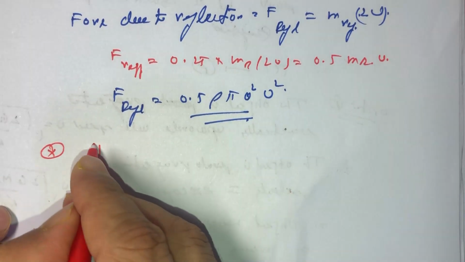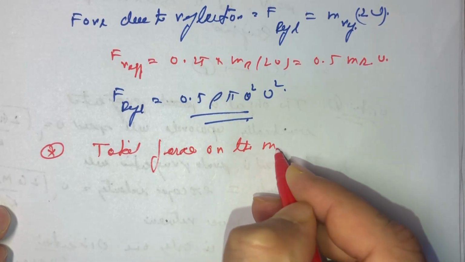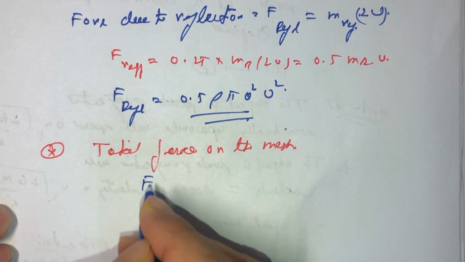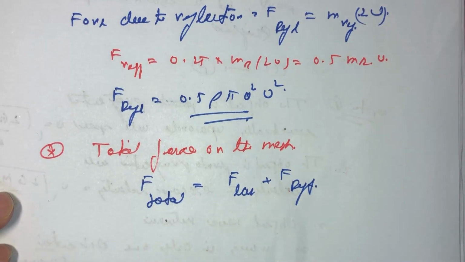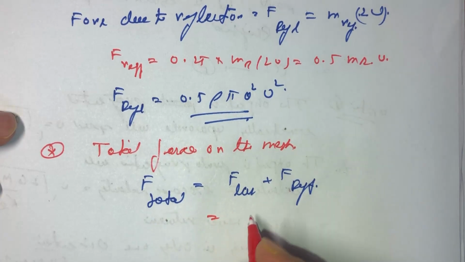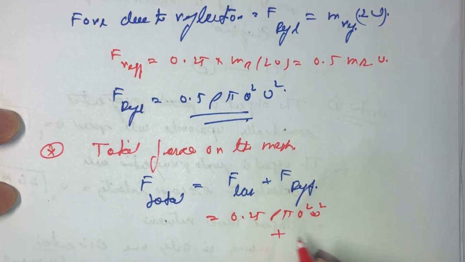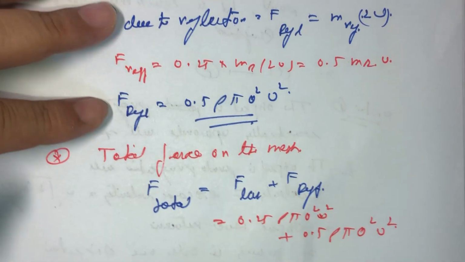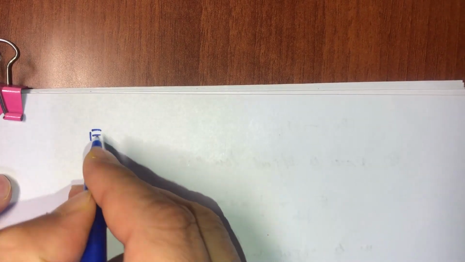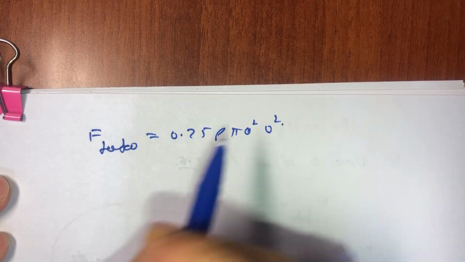So we can say total force on the mesh, and that is equal to F total will be equal to F loss plus F reflection. We substitute the value, we get this as 0.25 rho pi a square v square plus 0.5 rho pi a square v square. And it's almost done. Simple calculation is left now. Therefore, if we add it, we get F total will be equal to 0.75 rho pi a square v square.